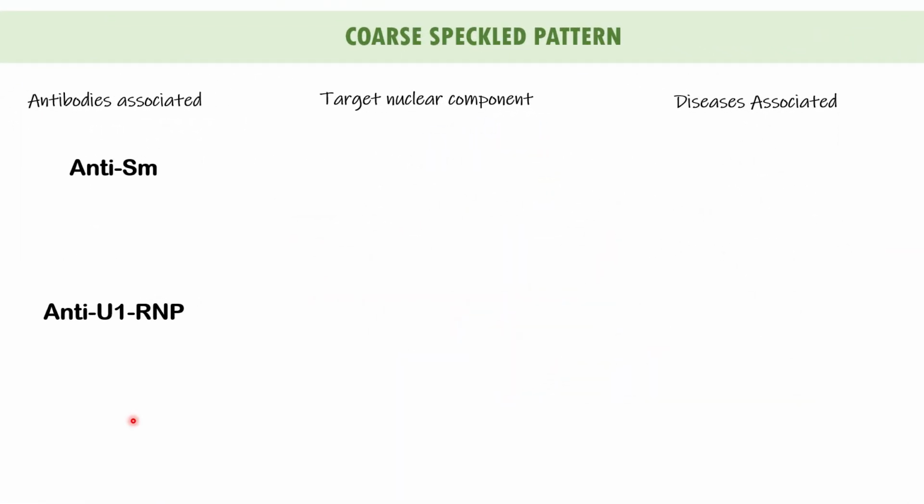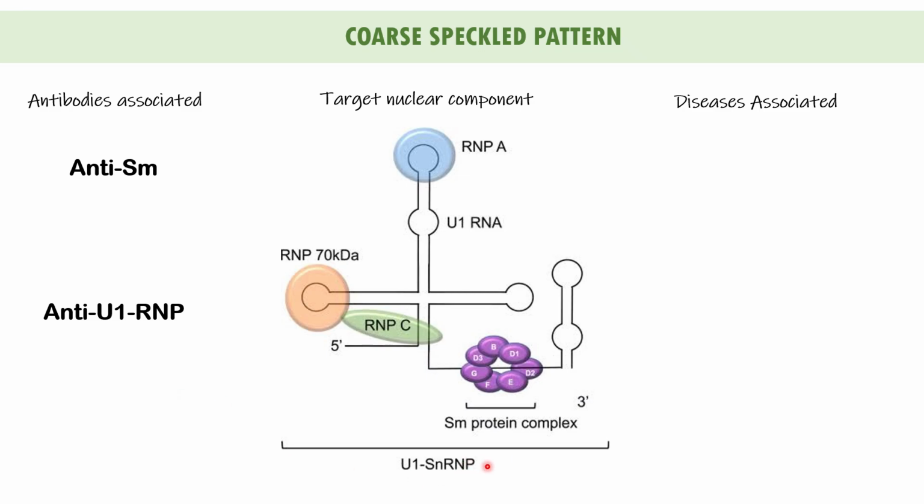For speckled patterns, there are actually various types, but first we have here the core speckled pattern. So associated to this are your anti-Smith and the anti-U1RNP antibodies. Now remember guys that these two usually occur together because they target different antigenic sites of the same protein structure, which is your U1 small nuclear RNP.